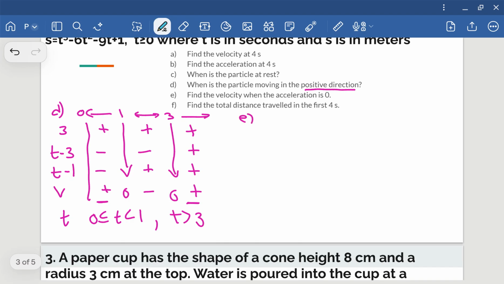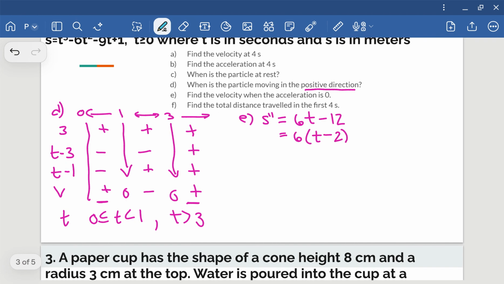With E, finding the velocity when the acceleration equals 0, this time we're looking at the acceleration formula. If we just go back to the first one, we have 6t minus 12. You would still want to factor this. So take out a 6 and you have t minus 2.